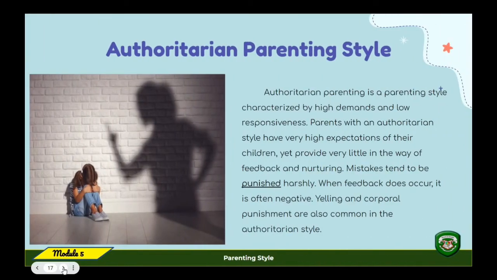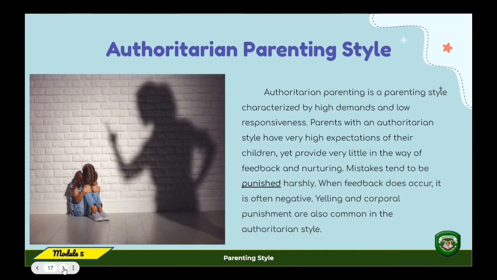Then the last one is the authoritarian parenting style. Authoritarian parenting style is characterized by high demands and low responsiveness. Parents with an authoritarian style have very high expectations of their children, yet provide very little in the way of feedback and nurturing. Mistakes tend to be punished harshly, and when feedback does occur, it is often negative. Yelling and corporal punishment are also common in the authoritarian style.